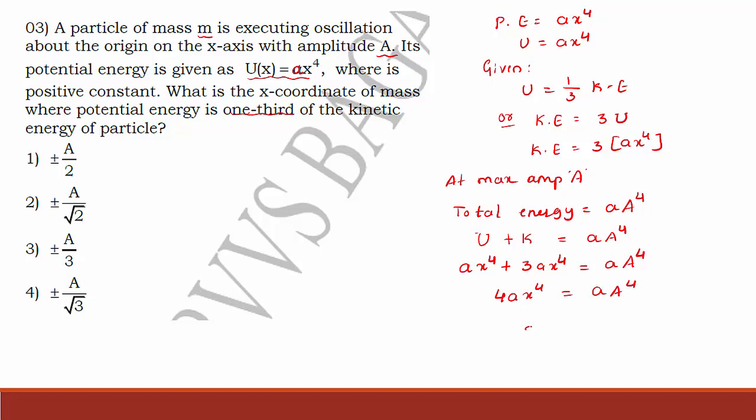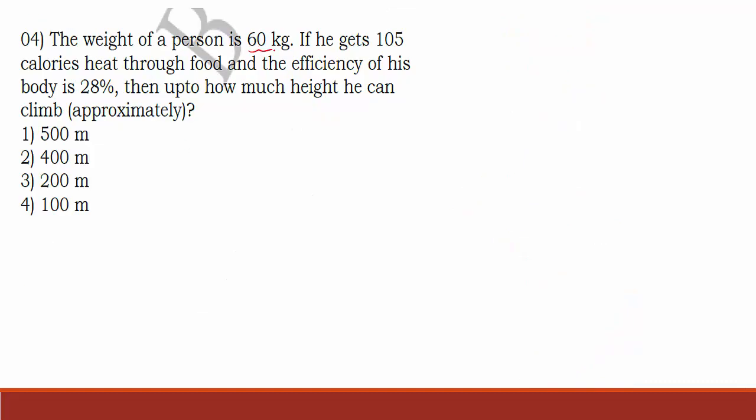Keep as it is. So X raised to 4 equal to, I can write A will get cancelled here. Remaining is capital A raised to 4 divided by 4. Or we can write it as X equal to plus or minus A divided by root 2. That means, you can observe here, plus or minus A divided by root 2 means again option 2 is correct.